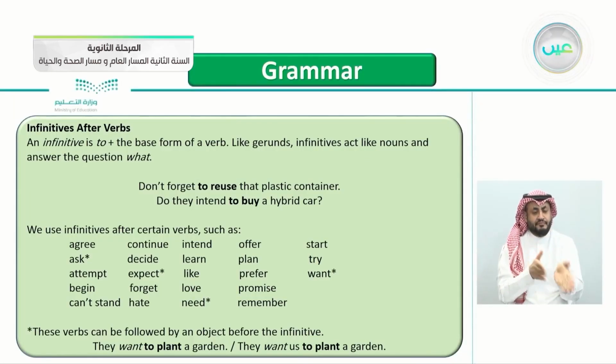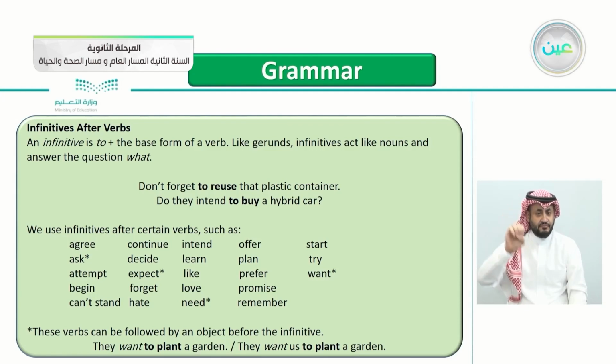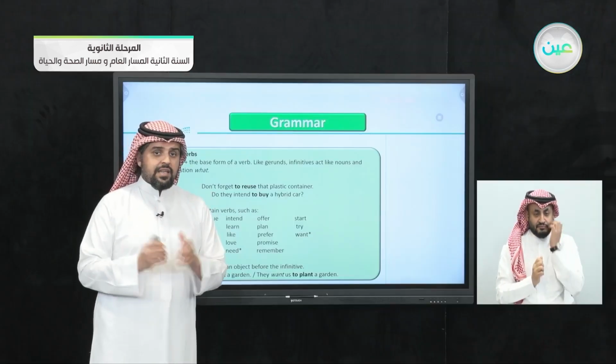Jumping to the infinitives after verbs. So we finished the gerund that comes after the verbs that we just mentioned. Let's jump to the infinitives after verbs. An infinitive is to plus the base form of a verb. If you remember the infinitive that we took in previous lessons, the infinitive is to plus the base form of the verb. Like gerunds, infinitives act like nouns and answer the question what. So infinitives after verbs are just like gerunds.